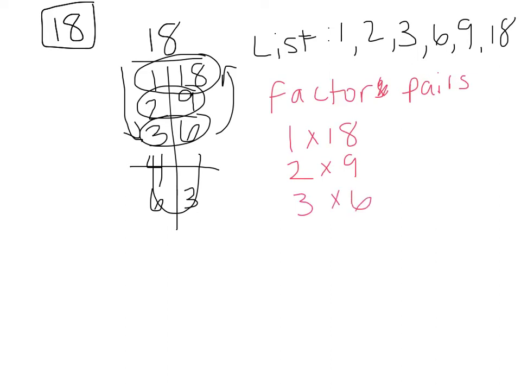A way that you can check these is something called a factor rainbow. 1 times 18, 2 times 9, 3 times 6. Just making sure you're not leaving out any factors. When we get to comparing or looking at common factors or looking at the greatest common factor, then it's important that you include all of your factors.